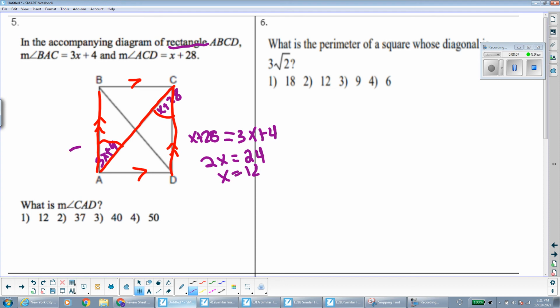So I can substitute back in and find what the measurement of these alternate interior angles are. My x value is 12. 12 times 3 is 36, plus 4 is 40. So I'm going to put here 40 degrees.